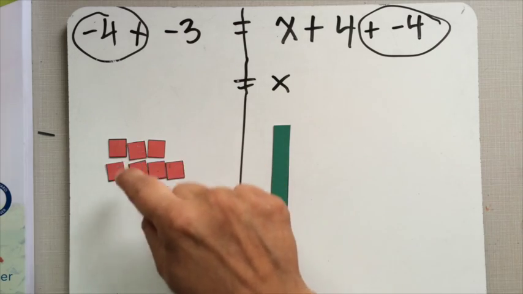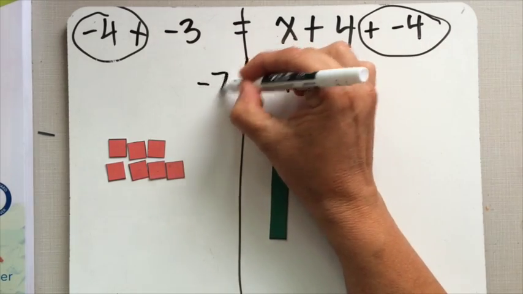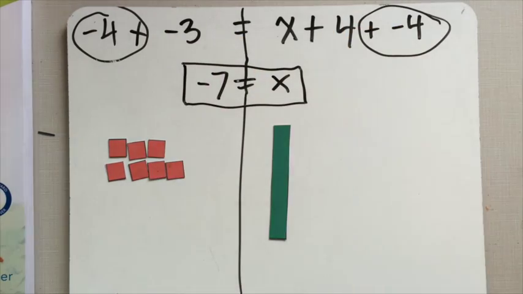I've got 1, 2, 3, 4, 5, 6, 7 negative ones. -4 plus -3 is -7. So x must be equal to -7. That is my answer.